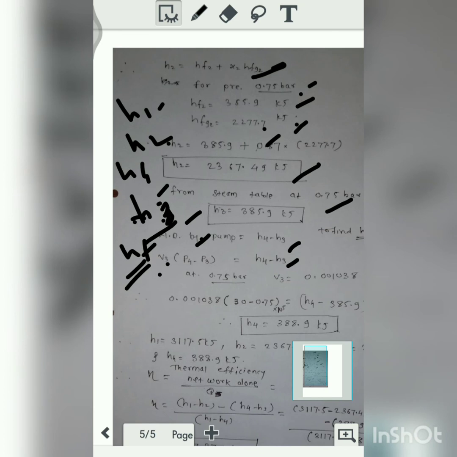Now put in all the values that we know. From the steam table we get the value of V3. At 0.75 bar, V3 is 0.001038, which is the value of VF, because state 3 is on the saturated liquid line. So from the steam table at 0.75 bar, V3 equals 0.001038. Now put that value of V3 here.